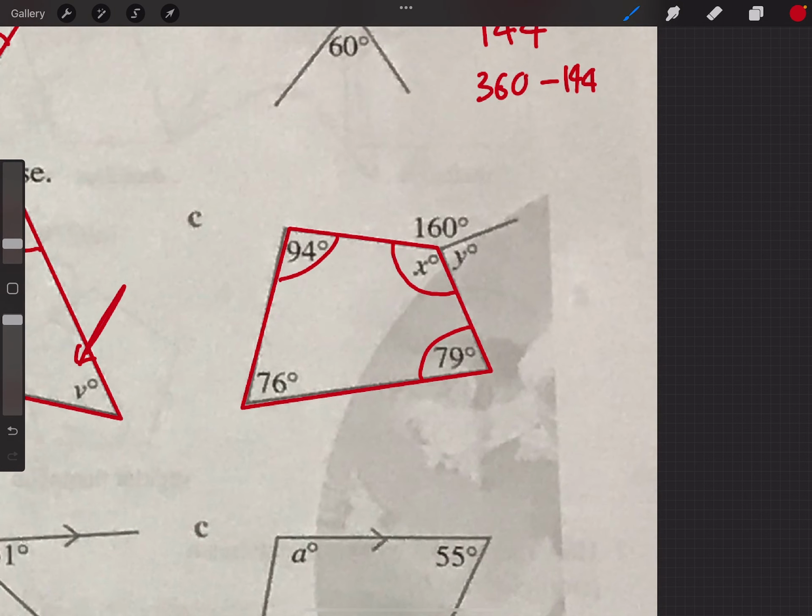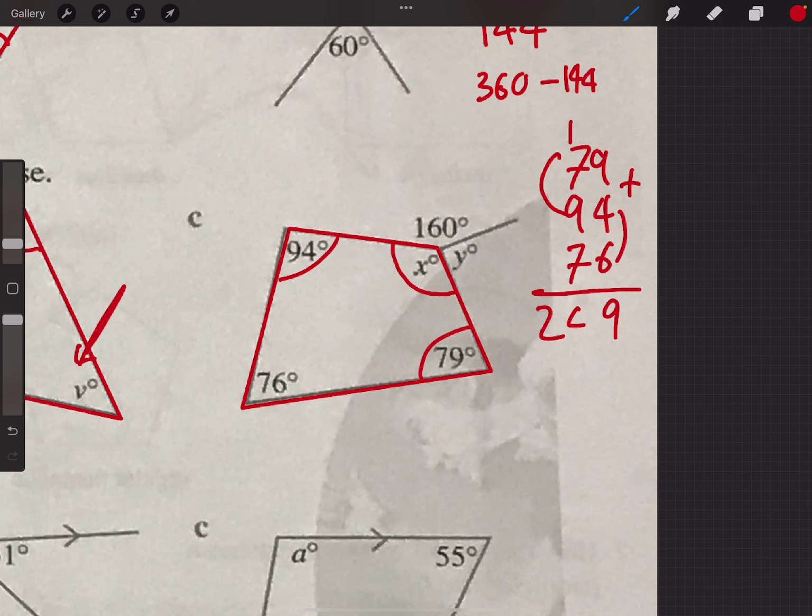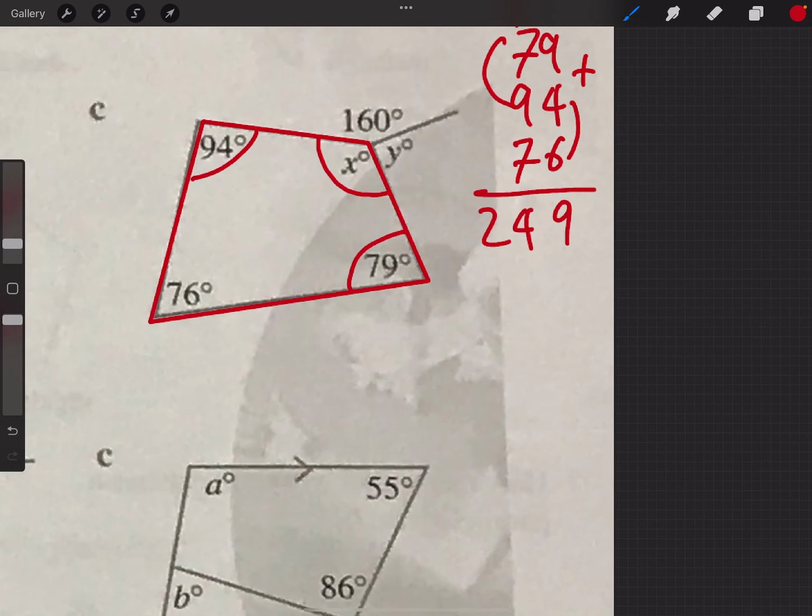79 plus 94 plus 76. This will be 10, 19. This will be 10, 17, 24. Alright, so 249. So these three angles add up to 249. What's the last angle? What's X?